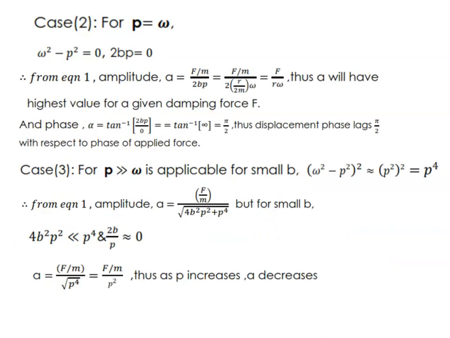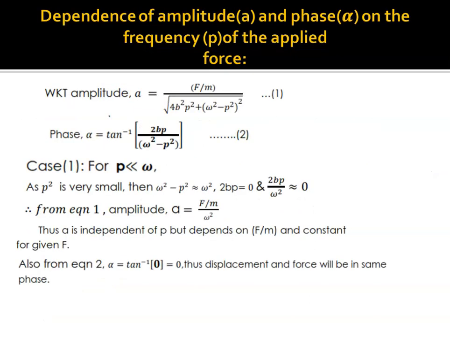In the second case, when omega is equal to P, omega square minus P square is equal to 0. Here 2 BP is also 0, because the resistance we assume to be 0. This is the condition for resonance, that is, the natural frequency is equal to the applied frequency of the system. Substituting in the above equation, A is equal to F by M, and in the previous equation the omega square minus P square term will be 0.